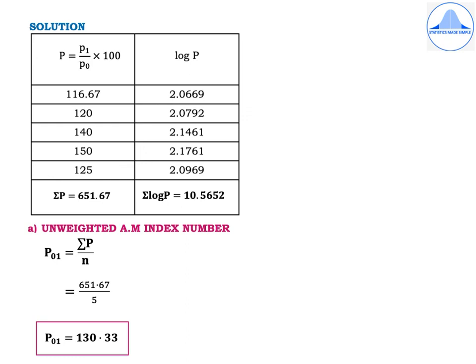2.0669, 2.0792, 2.1461, 2.1761, 2.0969, and summation log P is equal to 10.5652.